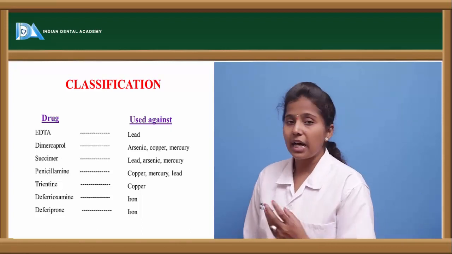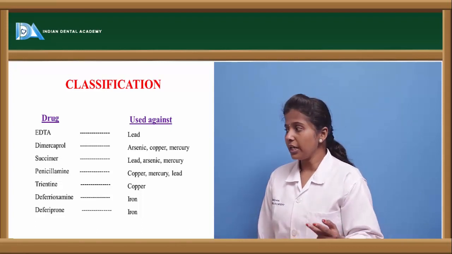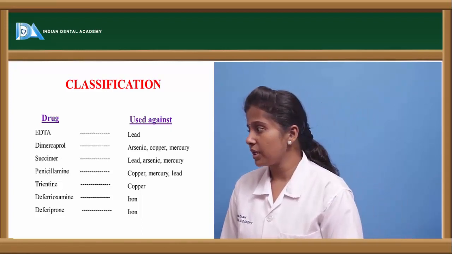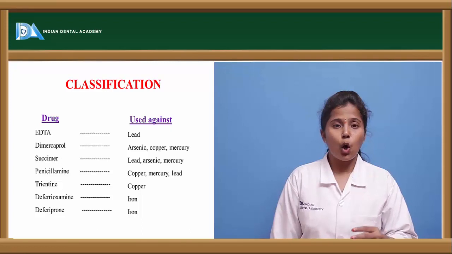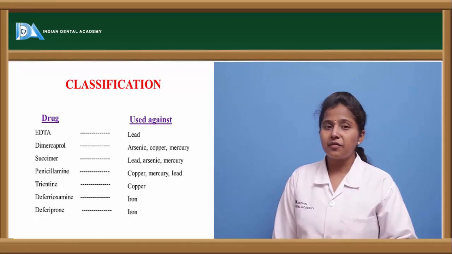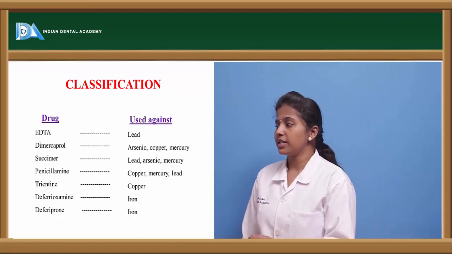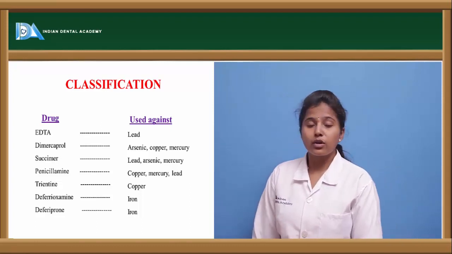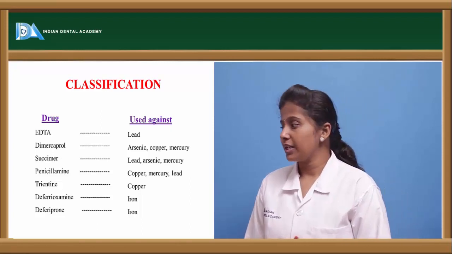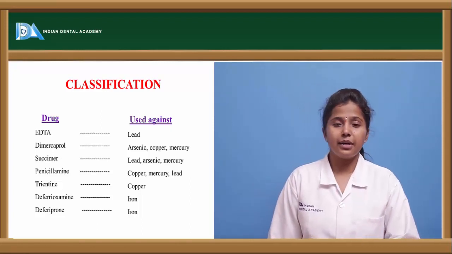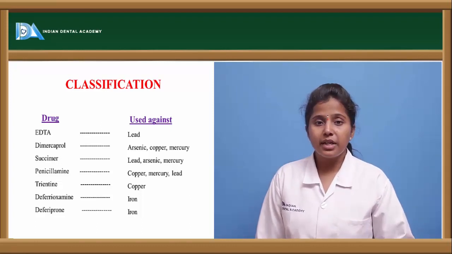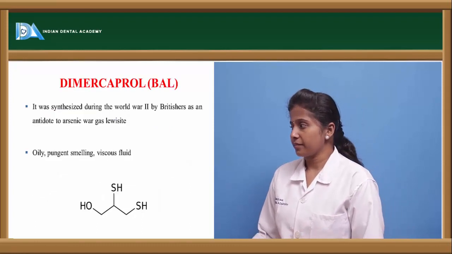DIMERCAPROL is preferred in arsenic, copper and mercury poisoning. Succimer is preferred in lead, arsenic and mercury poisoning. Penicillamine is preferred in copper, mercury as well as lead poisoning. And trientine is preferred only in copper poisoning, whereas desferrioxamine and deferiprone are preferred in iron poisoning. These are the two chelating agents which are recommended to give against iron poisoning.